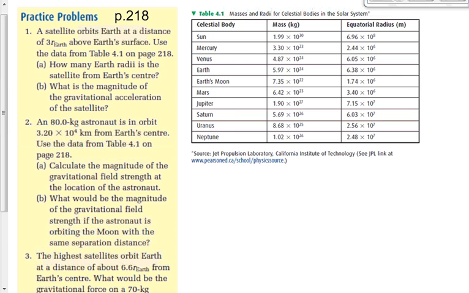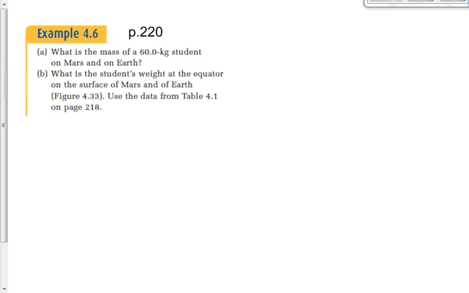All right, let's take a look at our next example, our last one of the day. It says, what is the mass of a 60-kilogram student on Mars and the Earth? What's the mass of a 60-kilogram student on Mars and the Earth? 60 kilograms. Simple as that. All right, what's the student's weight at the equator on the surface of Mars and the Earth?